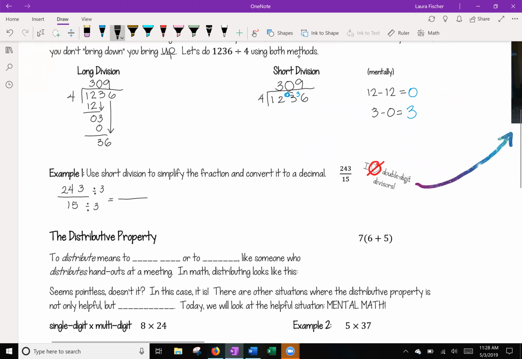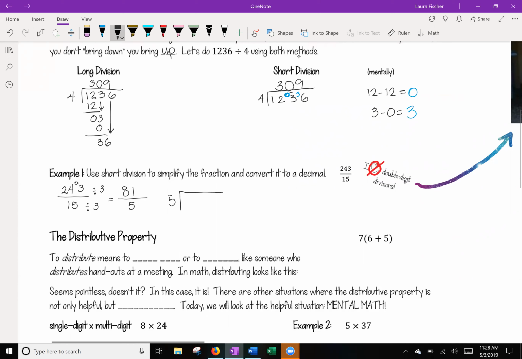Okay, denominator is easy. 15 divided by 3 is 5. But look at the short division, and because this one's really simple, we can even do it completely in our heads. 3 goes into 24 evenly. It goes 8 times. And so when we do the subtraction it's going to be 0. 3 goes into 3 1 time. Now I've got a much easier division problem.